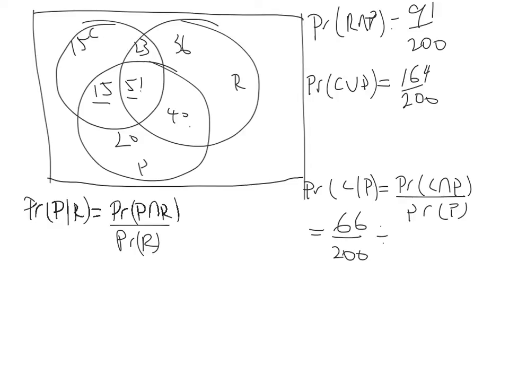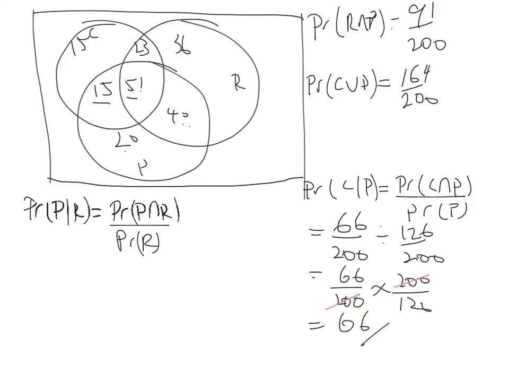divided by everyone who likes pop, which is 40 and 20, gives us 60, plus our other 66, 126. 126 over 200. That becomes a times, so 66 over 200 times 200 over 126. Our 200s cancel, so we end up with 66 over 126. Now that differs from the answer at the bottom of the sheet, so I'll speak to Mr. Chair about that and see what we can find.